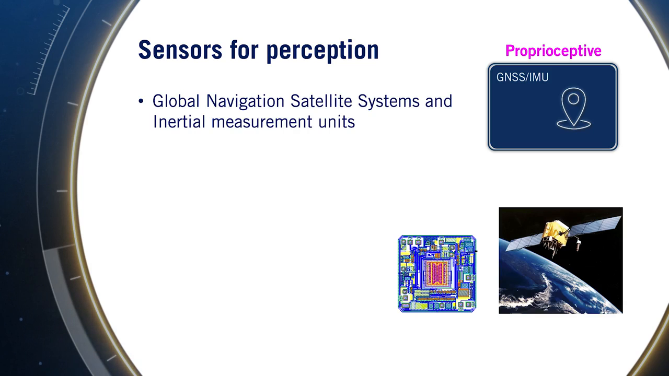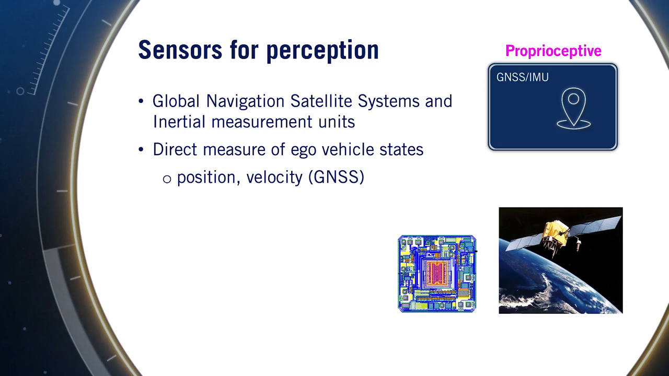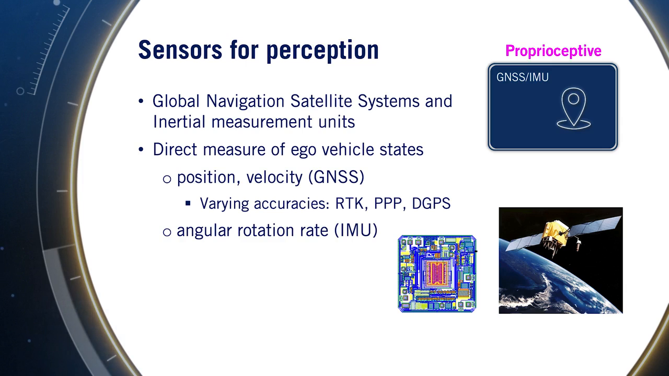Now let's discuss the proprioceptive sensors, the sensors that sense ego properties. The most common ones here are global navigation satellite systems, GNSS for short, such as GPS or Galileo, and inertial measurement units, or IMUs. GNSS receivers are used to measure ego vehicle position, velocity, and sometimes heading. The accuracy depends a lot on the actual positioning methods and the corrections used. Apart from these, the IMU also measures the angular rotation rate, accelerations of the ego vehicle, and the combined measurements can be used to estimate the 3D orientation of the vehicle, where heading is the most important for vehicle control.